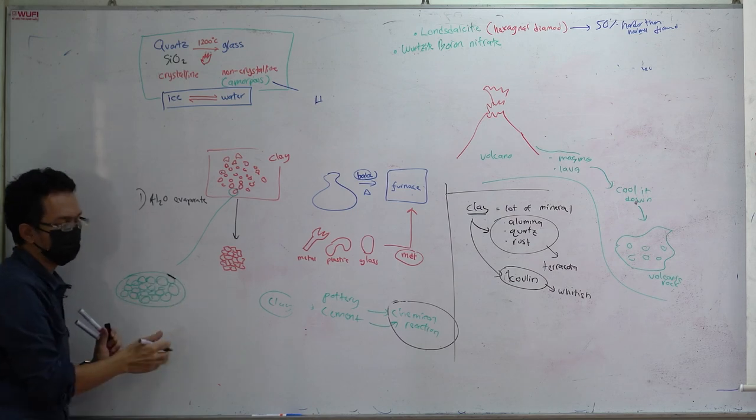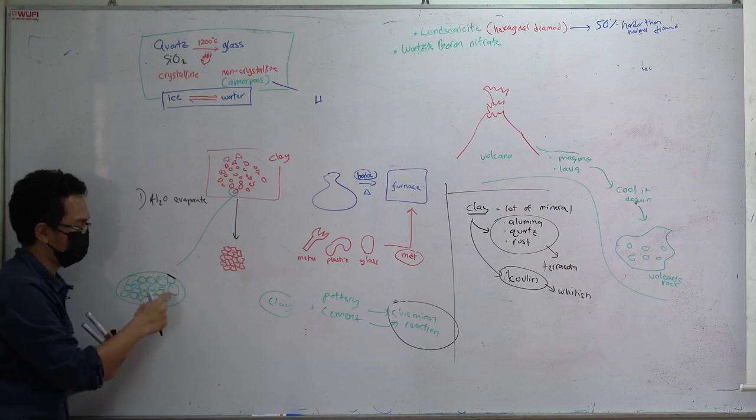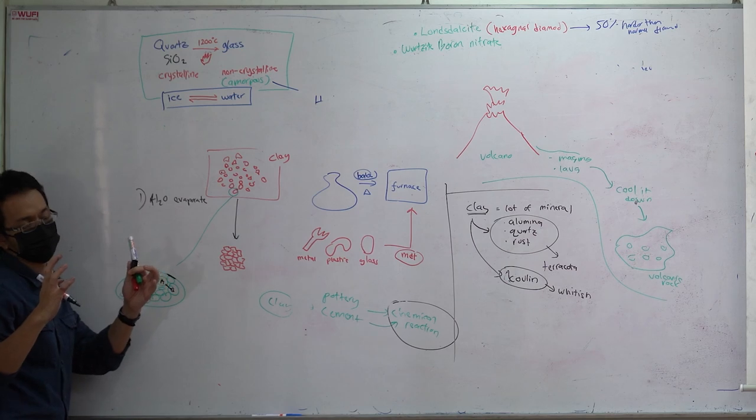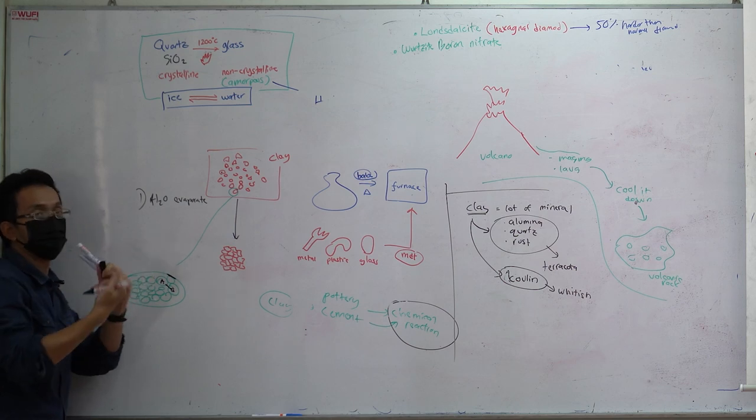the atoms on the surface have what we call unoccupied electrons, because in order for this atom to bind with this atom, let's say A and B, the electrons must make some bonding with each other.